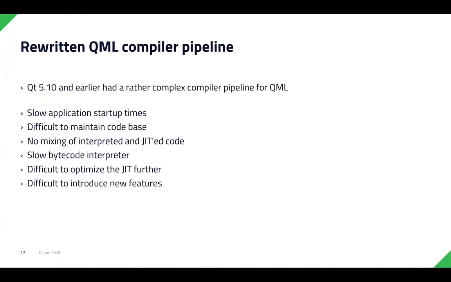So what happened there is that Qt 5.10 and earlier versions had actually a rather complex pipeline for compiling QML into something that we could run on the hardware. We had two modes. We could compile it ahead of time using the Qt Quick compiler, or since Qt 5.9, the compiler cache. Or we could just load all of that at runtime and then compile it down to something that could be executed, either bytecode or JITted.